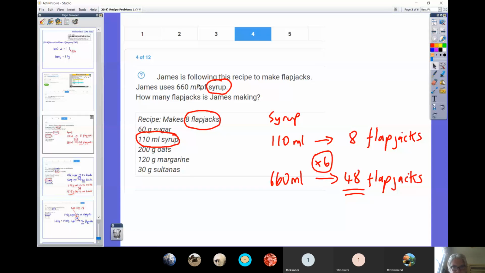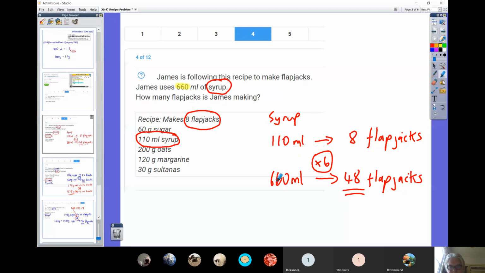So obviously this question is all about syrup. It's your starting point. So just go and gather up the information that you know about syrup. Now we know that 110 millilitres of syrup makes 8 flapjacks. So that should be your first line of working. We know 110 millilitres is 8 flapjacks. Now James is using 660 millilitres. Okay, he's using 660 millilitres.